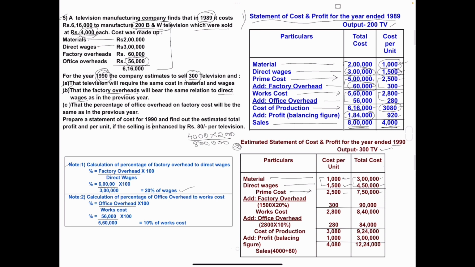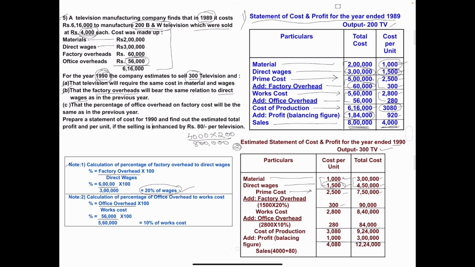So in estimated cost sheet, factory overhead, how much we have to charge? 20% of wages. Add factory overhead. Come to solution part. In bracket I have written, how much we have to charge? 20% of wages. So in estimated cost sheet, wages amount is how much? 1,500. So 1,500 into 20%, we will get 300.